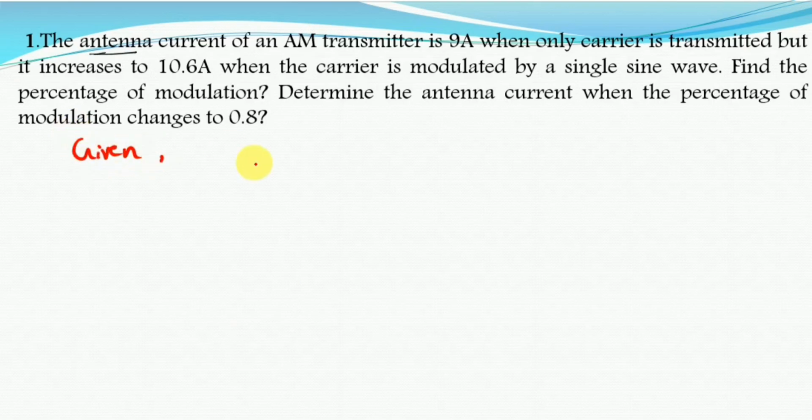So the given parameters are antenna current of an AM transmitter is 9 amperes when only carrier is transmitted. It means it is a carrier current. So given IC is equal to 9 amperes and here this carrier current is changed to 10.6 amperes when it is modulated by a single sine wave. Means here the AM modulation process will occur and the current that is given is the transmitted current, that is IT, which is equal to 10.6 amperes. Now what have they asked? They have asked to find the percentage of modulation.